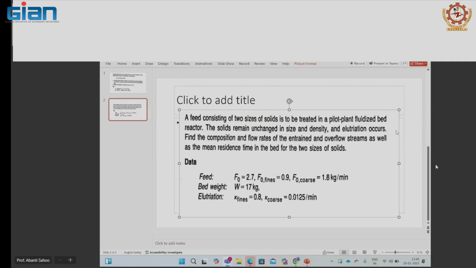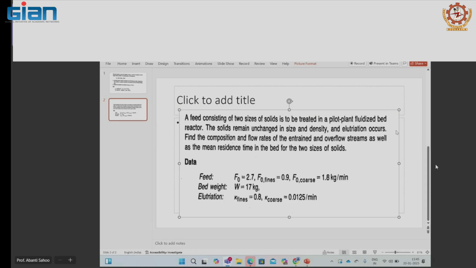and elutriation occurs. Elutriation means separation in the bed only. That is, two sizes are there, the bigger size will remain in the bed, the smaller size will be moving to the freeboard region, from where it may go outside or remain in the freeboard area also. That is the elutriation. Entrainment means elutriation will occur, followed by carryover of the solids out of the bed. So elutriation occurs, that means size separation occurs.